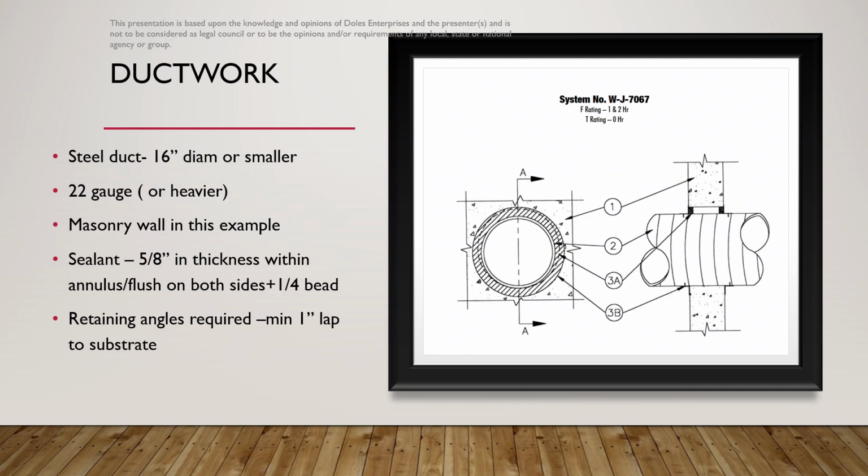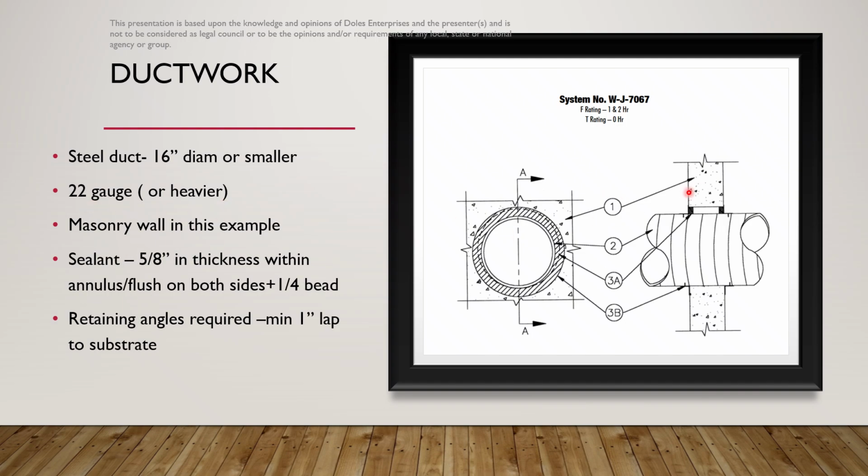Our next example is WJ7067. This concerns ductwork through a rated wall. Ductwork has very specific criteria that we must look at, and everything again must match the UL system design. Steel duct, 16-inch diameter or smaller is all that's allowed in this UL system design. F rating, it's 1 or 2 hour. T rating is 0. Again, we're not going to be able to carry a T rating from one side to the other. The ductwork should be 22 gauge or heavier.